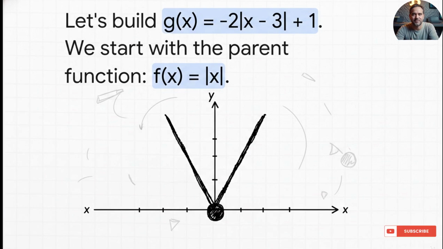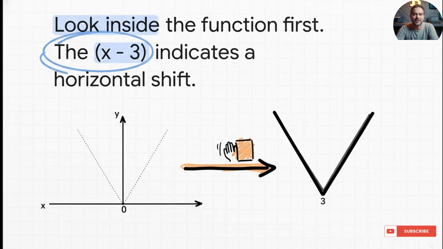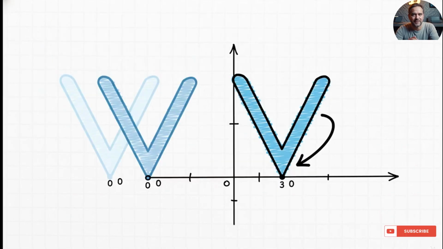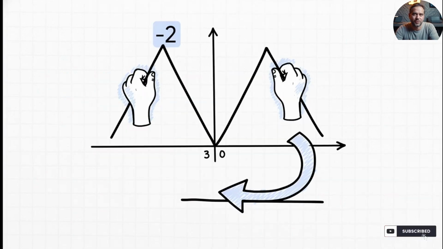Now let's start sculpting. Following our blueprint, the very first thing we do is look inside the function for any shifts. And yep, we see that x minus 3. That's our horizontal shift. And just like we figured out, because x has to work harder to balance that minus 3, the entire V-shape gets pulled 3 units over to the right. So our vertex is no longer at (0, 0), it's now sitting at (3, 0). The shape is exactly the same, but we've moved it.